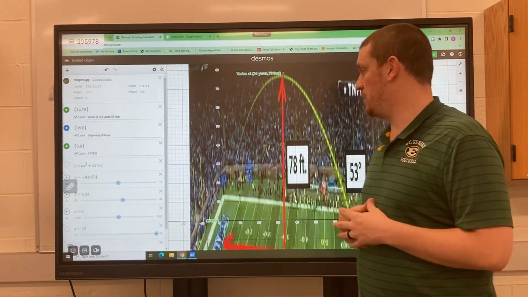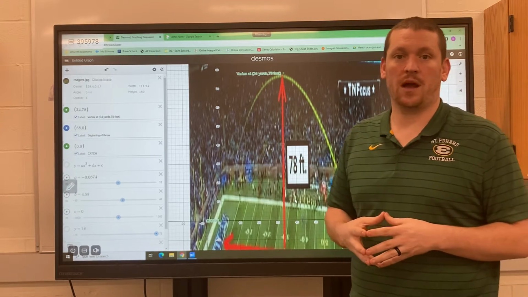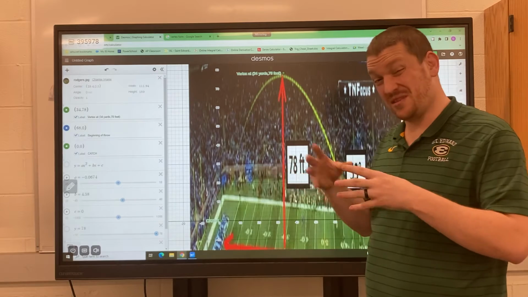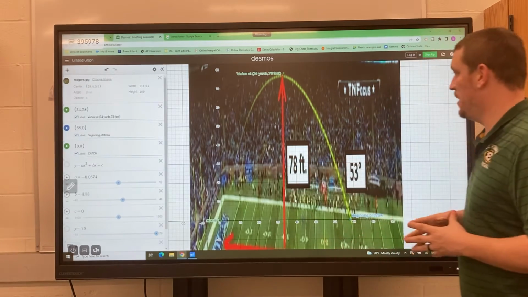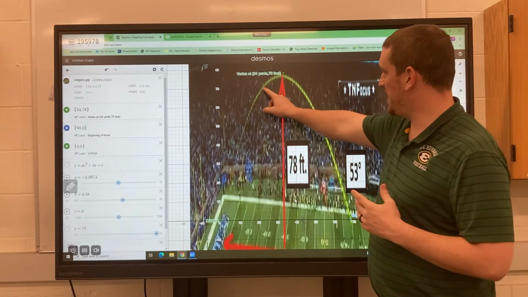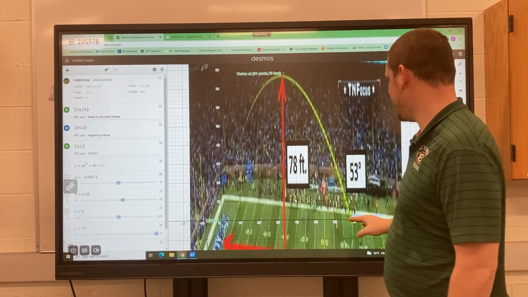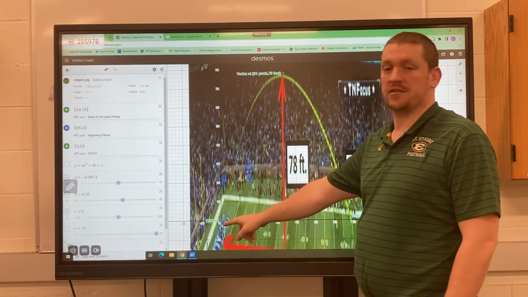What I want you to do is take it, put it on there, and then try modeling it in some way with your quadratic equations and with the sliders. So he threw it at this point right here, and the ball went up in the air 78 feet and traveled 68 yards before the person caught it in the end zone.